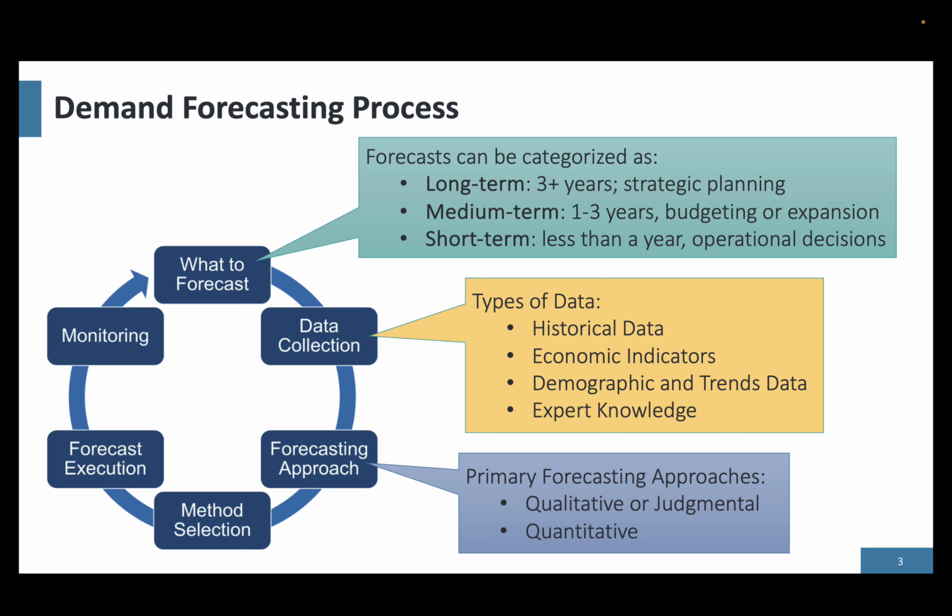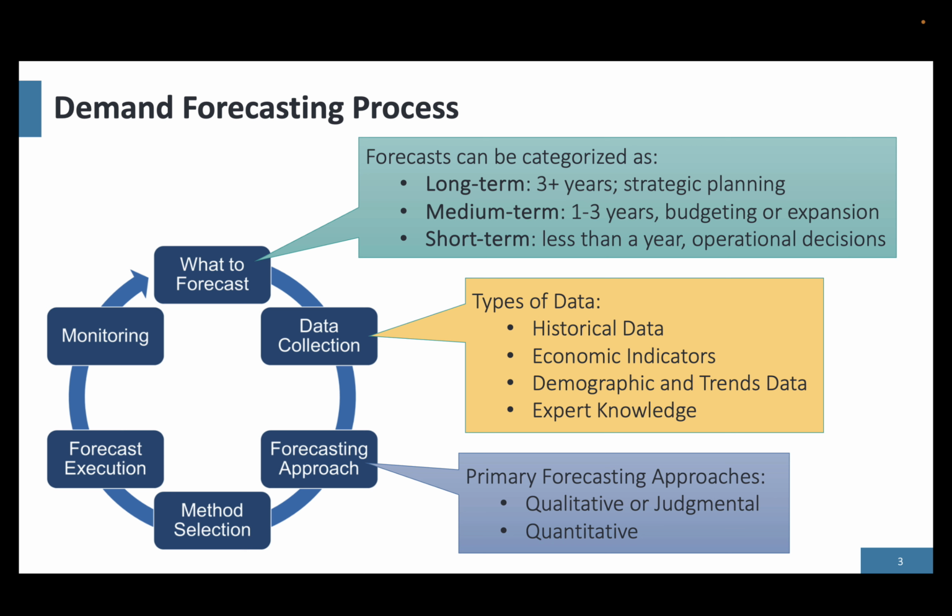Then there's step 3, and that's picking which forecasting approach to use. You can do qualitative forecasting. This is useful when you don't have a lot of historical data, and it's often applied to long-term forecasts. And quantitative forecasting is based on the idea that past trends will continue, and so you can use past historical data, and it's useful for short or medium-term forecasts.